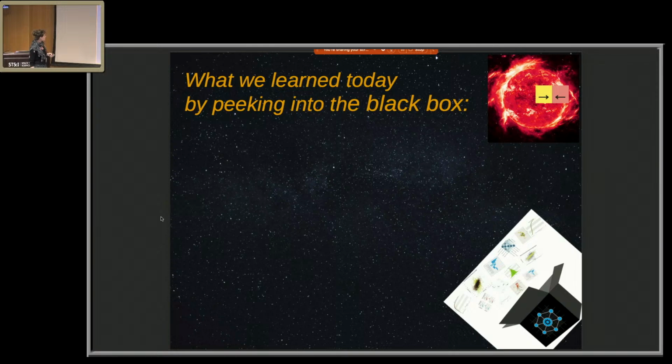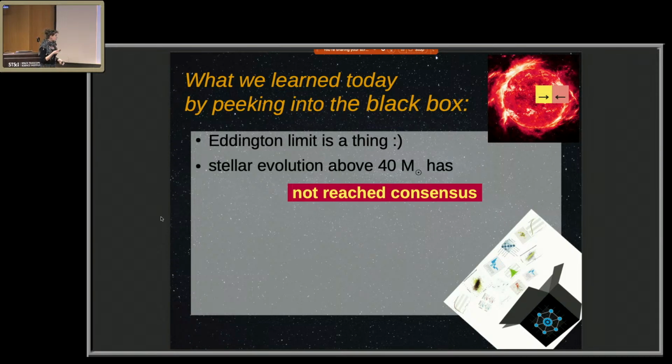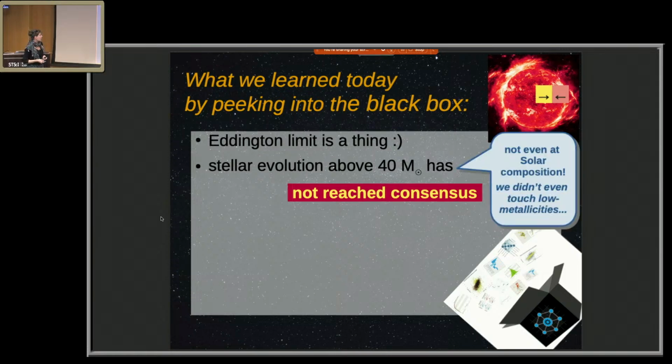This is my conclusion slide. What we learned today by peeking into the box was, first of all, that the Eddington limit is a thing. Stellar evolution above 40 solar mass has not yet reached consensus, not even at solar composition, and I didn't even touch low metallicity.